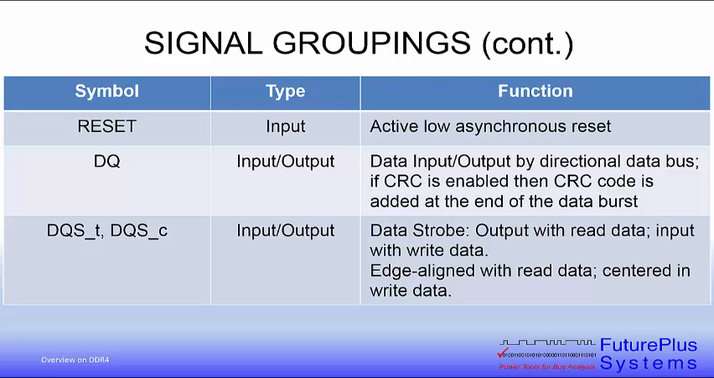DQ is the data input or output. If CRC is enabled, then CRC code is added at the end of the data burst. DQST and DQSC stand for the data strobe, output with read data and input with write data, edge-aligned with read data and centered for write data.